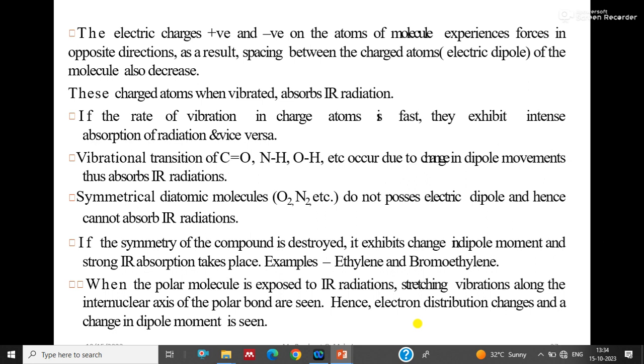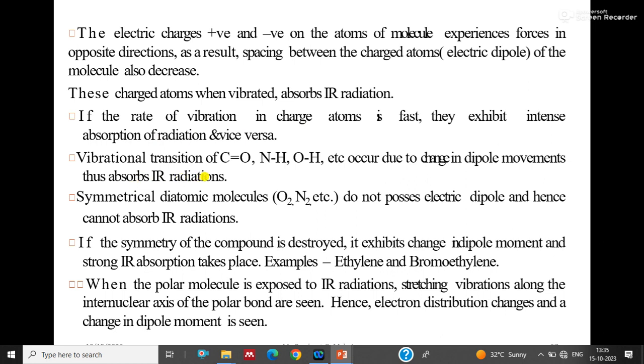The electric charges, positive and negative, on the atoms of the molecule experience forces in opposite directions. As a result, the spacing between the charged atoms, that is the electric dipole of the molecule, also changes. These charged atoms when vibrated absorb IR radiation. Then if the rate of vibration is fast, it exhibits intense absorption of radiation and vice versa.